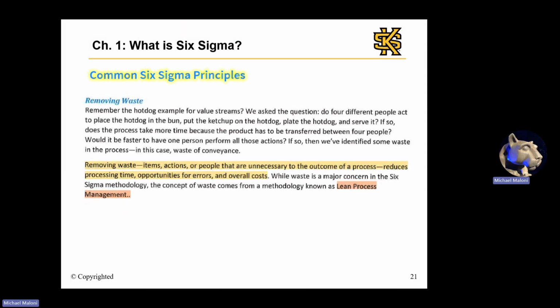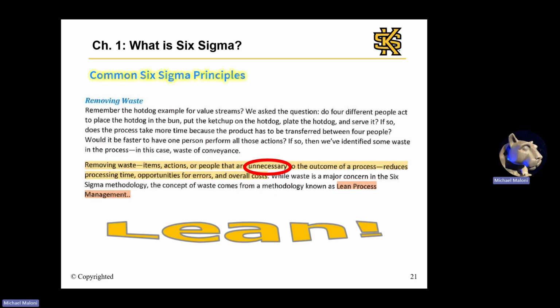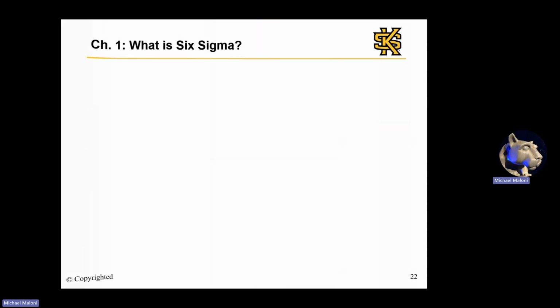Then a related principle at number 5 is removing waste, known as muda in Japan. That represents items, actions, or people that are unnecessary to the outcome of a process. And you see that key word is unnecessary. So removing waste is the focus of Lean, which is also called the Toyota Production System, or TPS. And the text maintains that Lean goes hand in hand with Six Sigma. In fact, your certifications will be Lean Six Sigma, combining the two concepts.